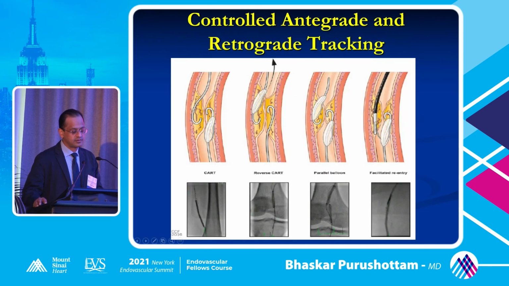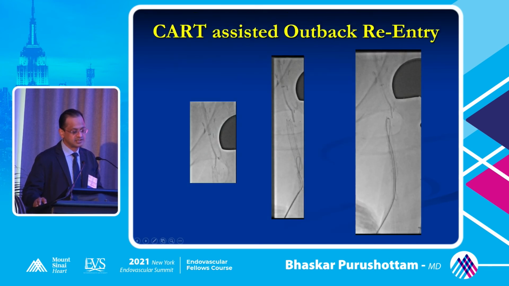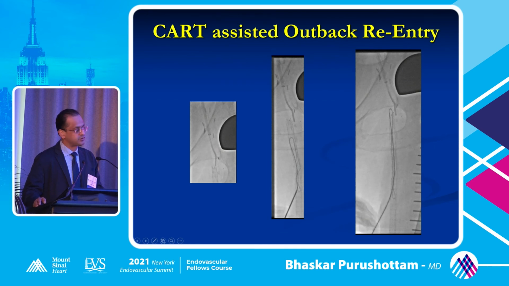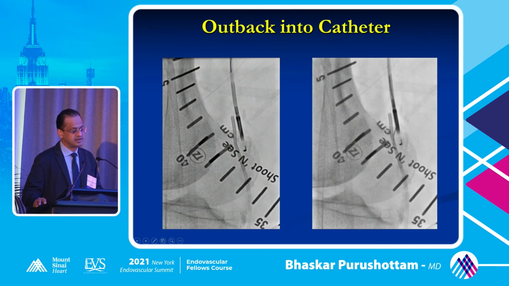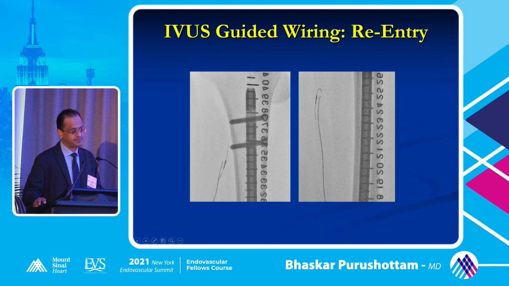Here's a case where we couldn't get through from below, from above we failed. So what we did was we ended up ballooning that portion, and then finally we used an Outback and re-entered into that zone. Here's another case right at the popliteal zone where we use the catheter to target and then get our wire through into it.